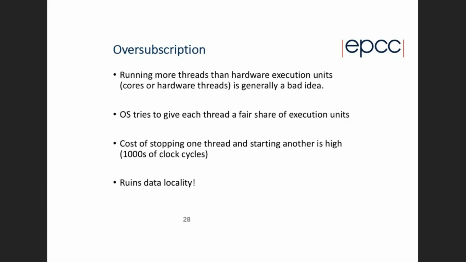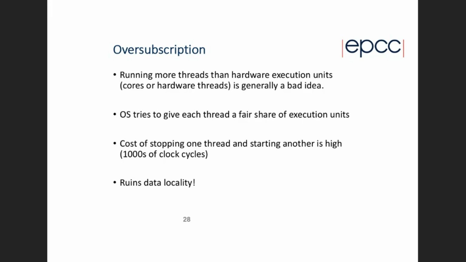Another way that you can contend for resources is by oversubscription. Running more threads than you have hardware execution units, be that cores or hardware threads, is generally a bad idea, because then the operating system has to try and give each thread a fair share of the execution units by context switching, and the cost of stopping one thread and starting another is big.